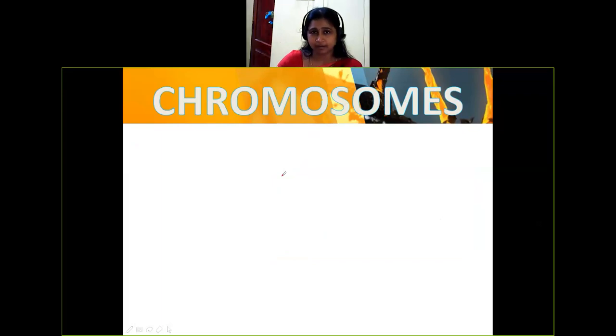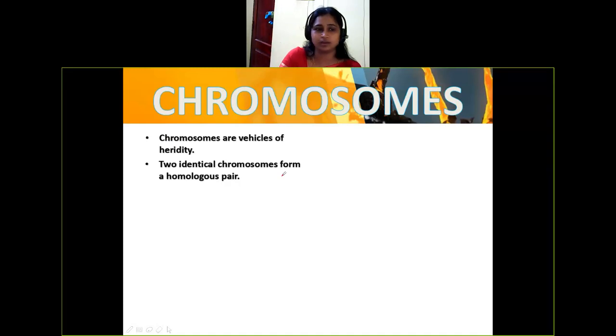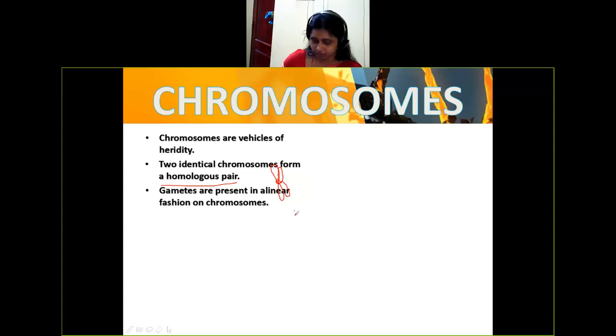Before going into the parallelism, we'll refresh about the chromosome. Chromosomes are the vehicle of heredity because they carry the genes, so they act like a vehicle. Two identical chromosomes form a homologous pair. I have drawn that; once again I'll draw, just check it out. Two, and this you call a homologous pair, right? Genes are present in a linear fashion on the chromosome, in a line.